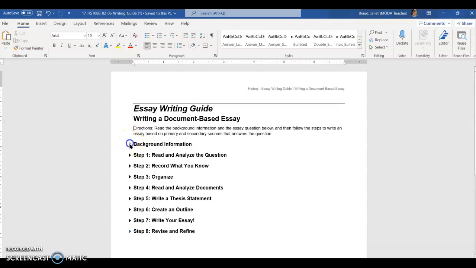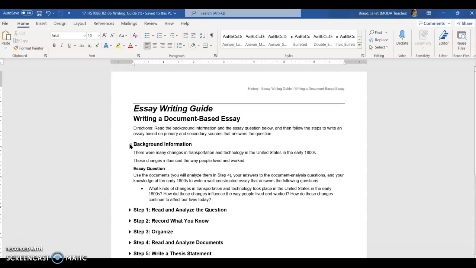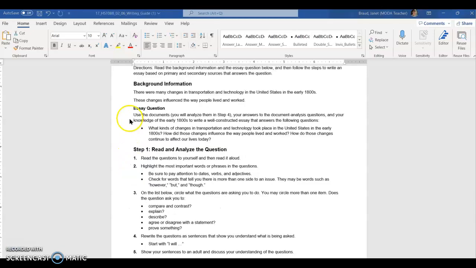Here's the background information. There were many changes in transportation and technology in the United States in the early 1800s. These changes influenced the way people lived and worked. Essay question. We will read the essay question in step 1.